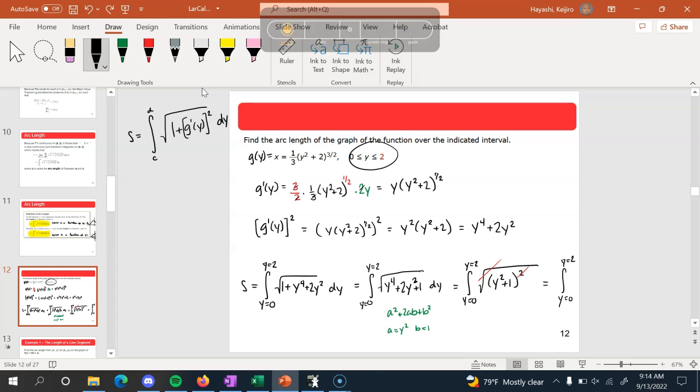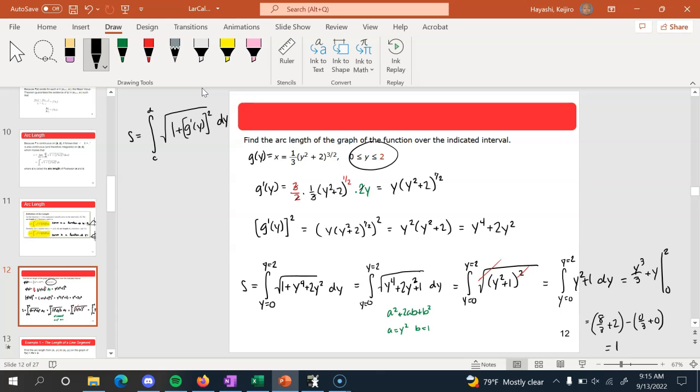So the square and the square root cancel out. The square root is just a part of this arc length integral. So the integral is really just the integral of y squared plus 1, which is y cubed over 3 plus y evaluated from 0 to 2. So it's 8/3 plus 2 minus 0/3 plus 0. 8/3 plus 2, 2 is 6/3, so that's just 14/3.